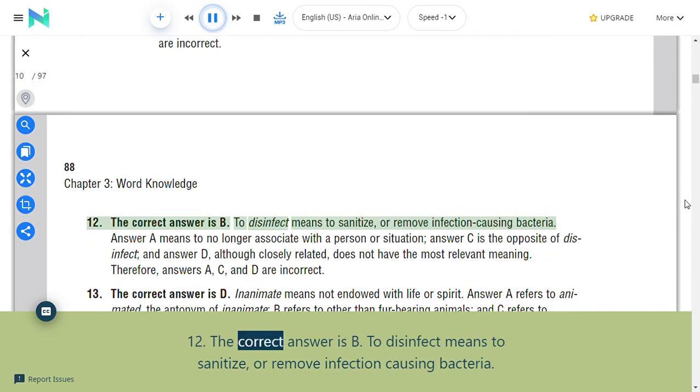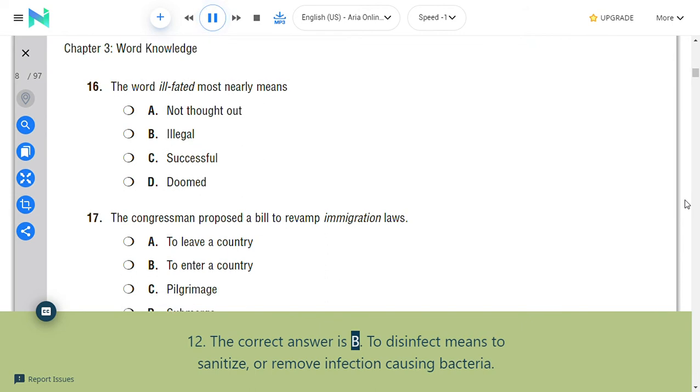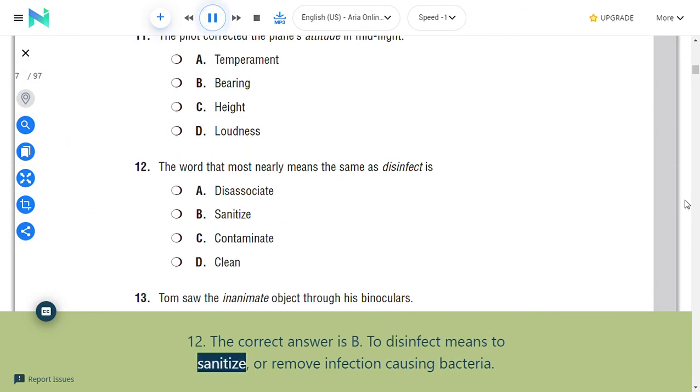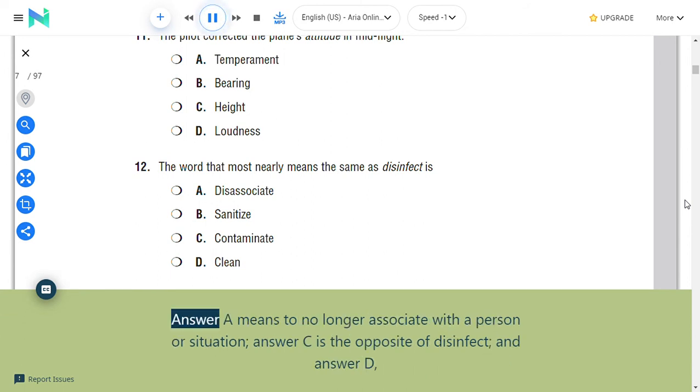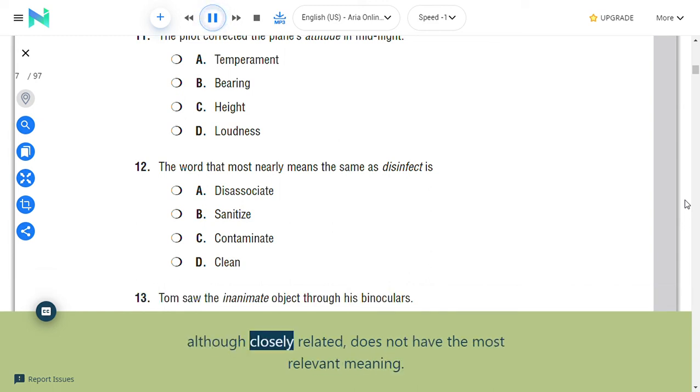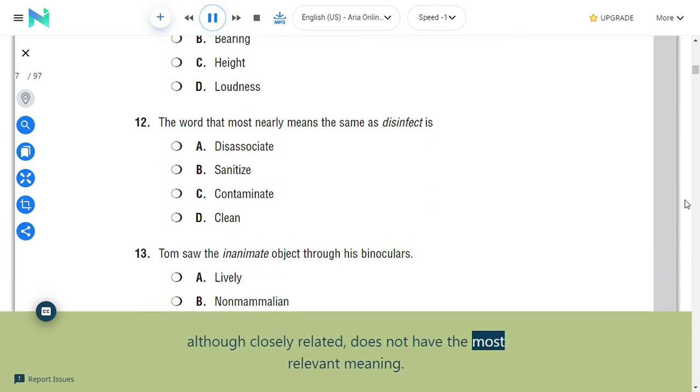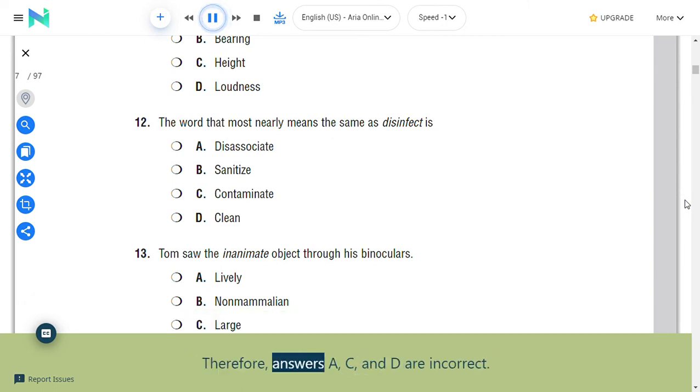12. The correct answer is B. To disinfect means to sanitize or remove infection-causing bacteria. Answer A means to no longer associate with a person or situation. Answer C is the opposite of disinfect. And answer D, although closely related, does not have the most relevant meaning. Therefore, answers A, C, and D are incorrect.